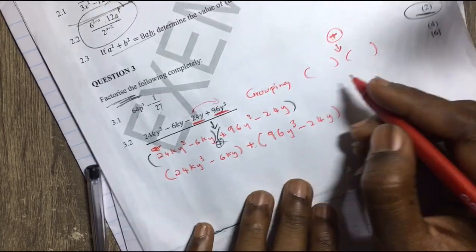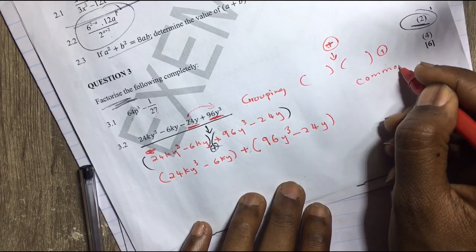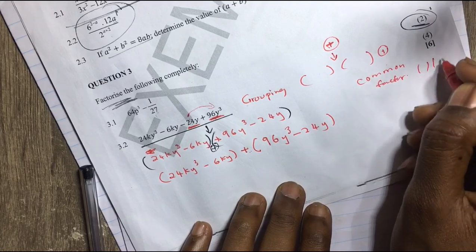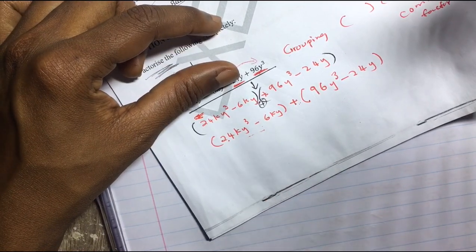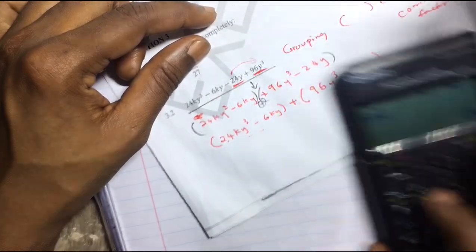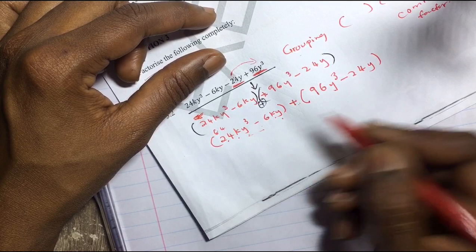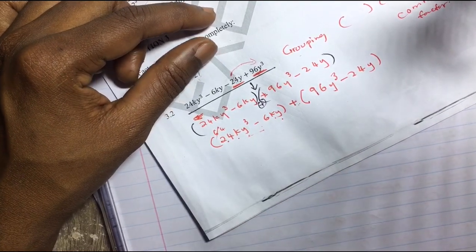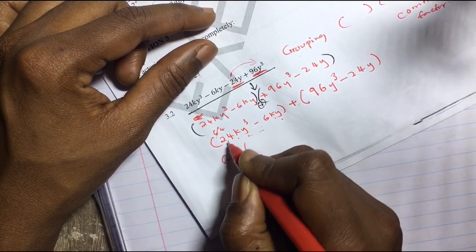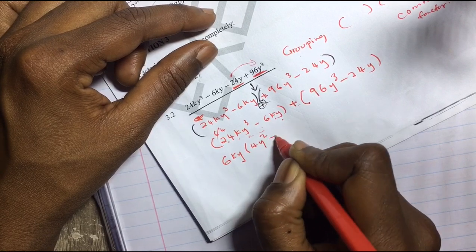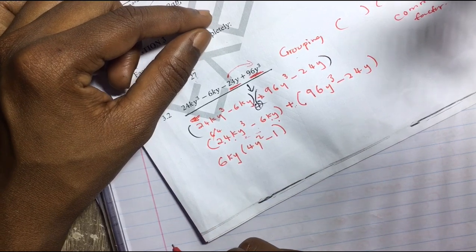Okay, once you pair, this is the first step. The second step is to find a common factor in each bracket. So what is a common factor in each bracket? 24 is made by 6 times 4. I see k, I see k, I see y, I see y. So I'm going to take out 6ky as a common factor. If I take 6ky, I'm left with 4y squared minus 1. I see a difference of two squares inside the bracket. I hope you all see it.